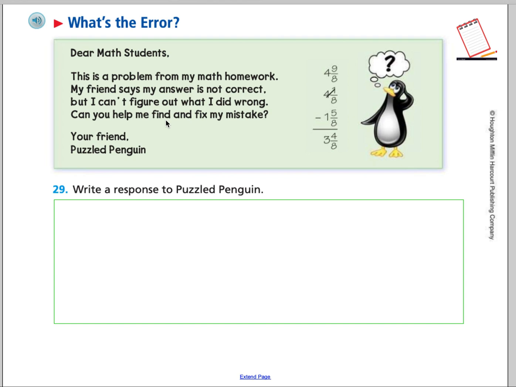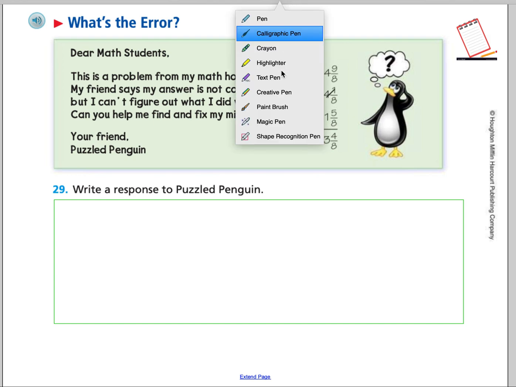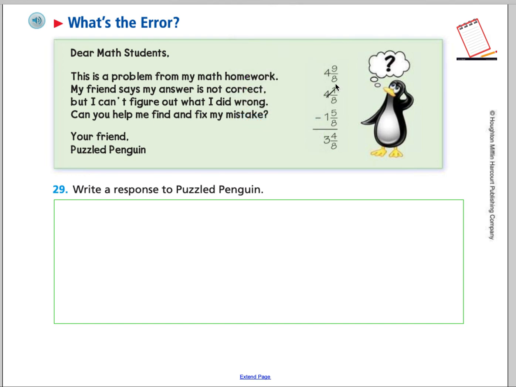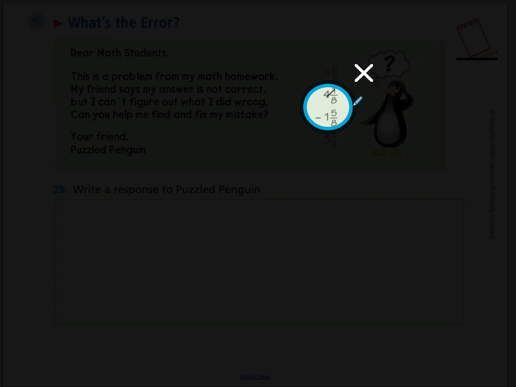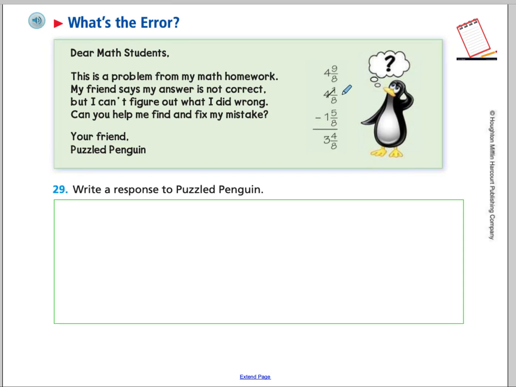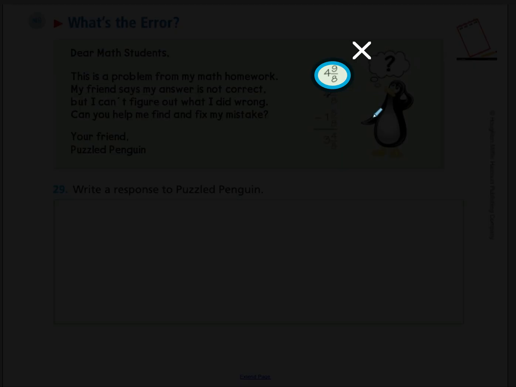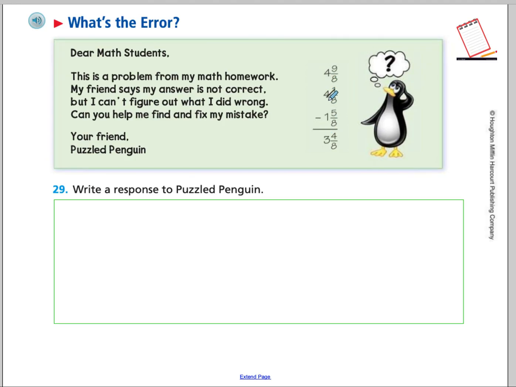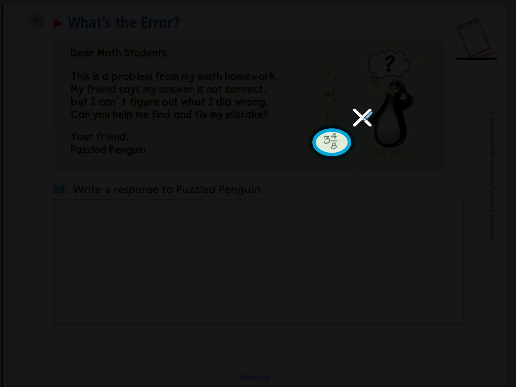Your friend, Puzzle Penguin. So the first thing we need to do is we need to look and see what actually is the problem here. Well, the problem is this right here. That's what the problem is asking us. 4 1/8, and we're going to subtract 1 5/8. So do you see what he did up here? He converted 4 1/8 to 4 9/8. And when he subtracted, he got an answer of 3 4/8.